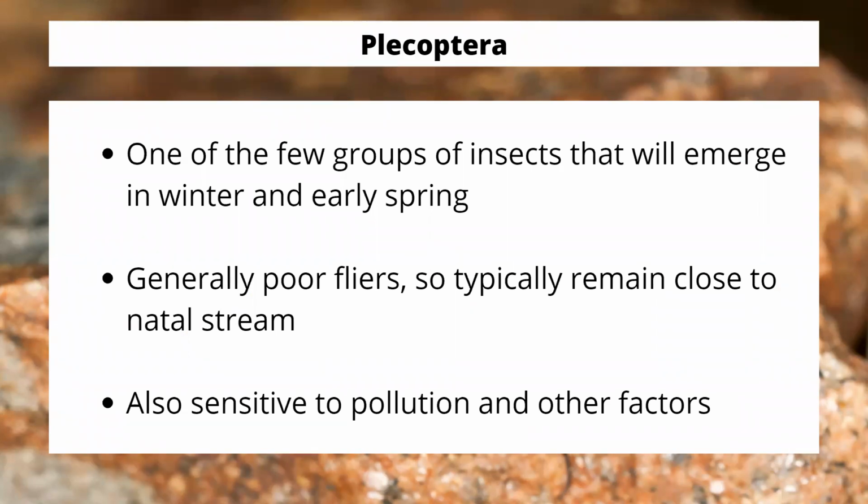Now, these insects are generally poor flyers, so they're going to stay really close to their natal stream. So if you have stoneflies, that means that you're lucky you have a population there. That population may not be moving very far from that location. So they're going to stay real close. They're going to be sensitive to those temperature changes, to those pollutants. That's why whenever we see those in the water, we say, hey, that's a great sign.